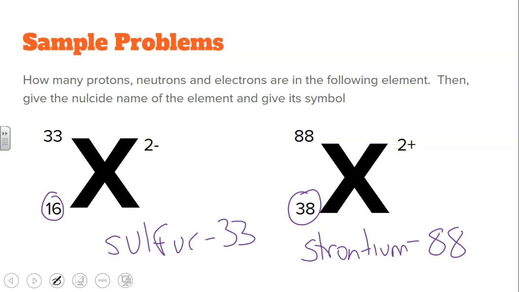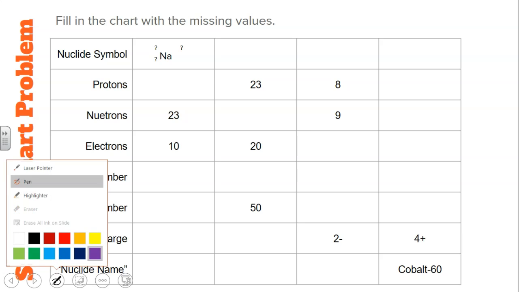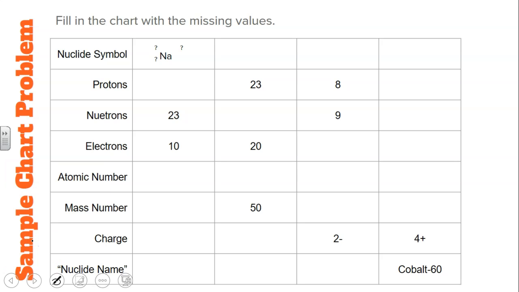Now let's do a chart problem. Here we have all the stuff going on where we are going to try to figure out all of this information based on the minimal information given in the problem. And this should be fairly straightforward, I hope, now that we've gotten all the systems down and we figured it all out. So we need a periodic table.